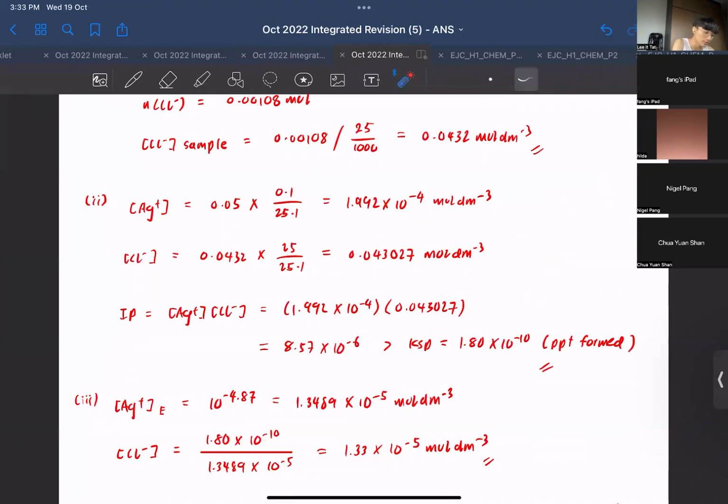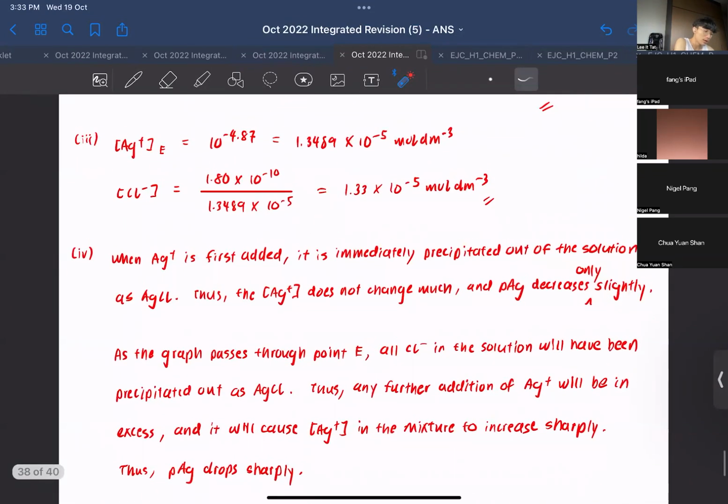So let's look at the answer here. I split it into two parts. This first part, at the very beginning, it is immediately precipitated. That's the word I've used to describe this. Ag plus doesn't change much, so the pAg also doesn't change much. But when it passes through point E, I acknowledge that it's the equivalence point, so all the Cl minus has been precipitated out as AgCl. If you add any further addition, any excess Ag plus that you add will just cause the Ag plus to increase, because there's nothing to precipitate the Ag plus out of the solution. That's why it starts to drop sharply instead.